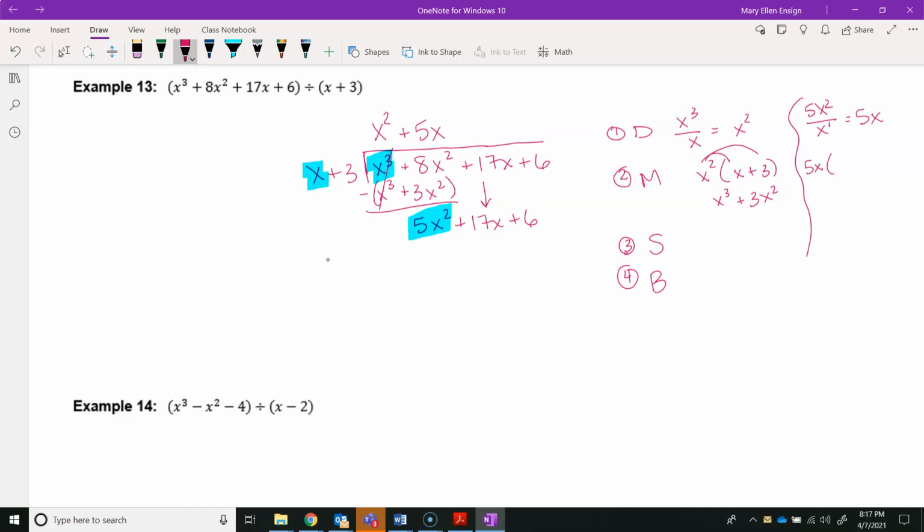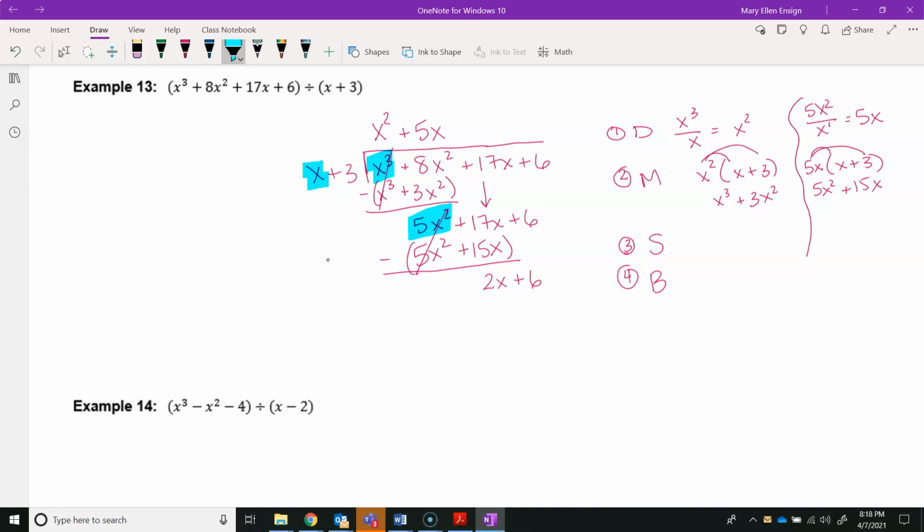Then when I multiply this, 5x times x is 5x squared, which is good because I should always get what I started out with there. And then plus 15x. So 5x squared plus 15x. I go to subtract it. I need to put it in parentheses to subtract. This cancels. 17 minus 15 is going to be 2x.